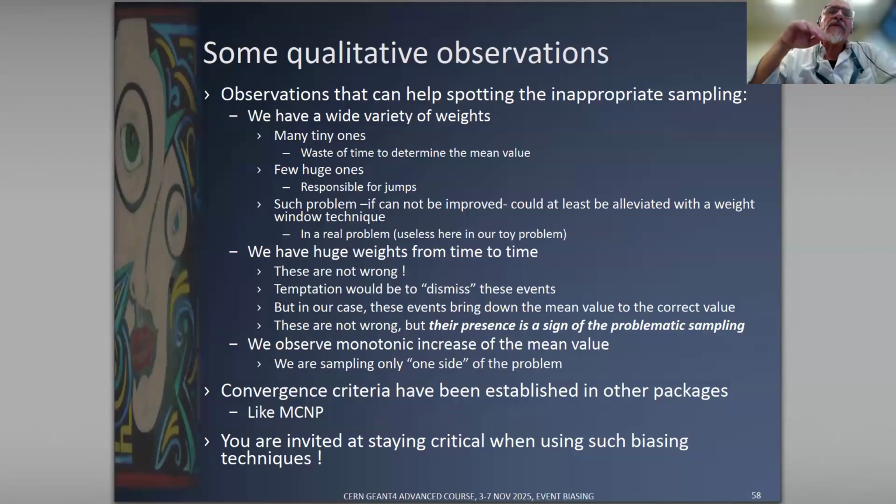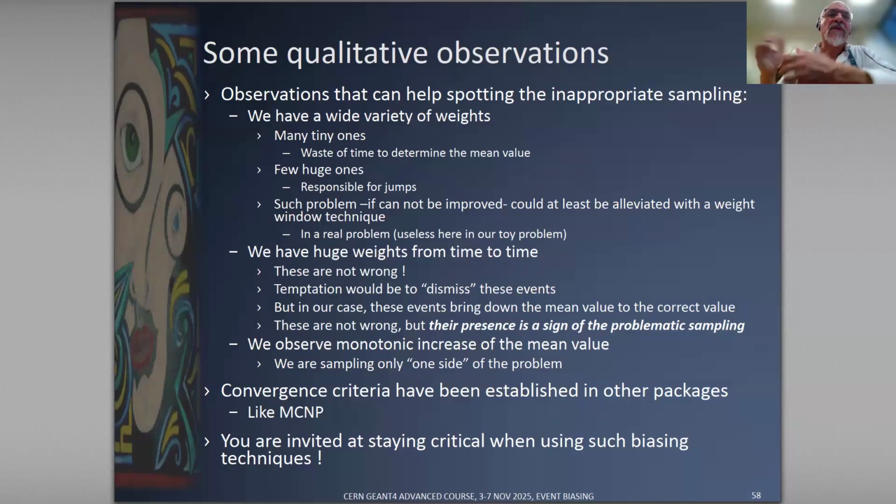And we also see this sort of monotonic increase of the mean value. And this is due to the fact that with the blue distribution, we are sampling essentially the positive part of the distribution. So we have this kind of monotonic increase of the mean value, which is also an alert to be considered. And that is when you have a mean value which looks to have a kind of systematic drift like this. This is also an alert that you are missing part of the problem.